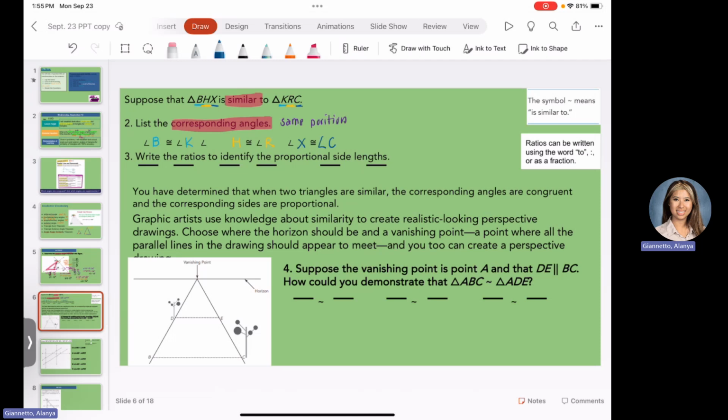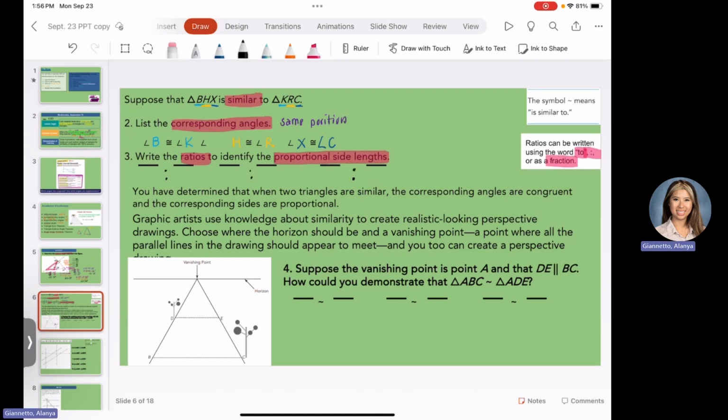Okay, so question number 3 is asking for ratios. Write the ratios to identify the proportional side lengths. Ratios, as a reminder, are a comparison of two things. We use the word to, we use a colon, or we write it as a fraction. In this case, we're going to write colons.